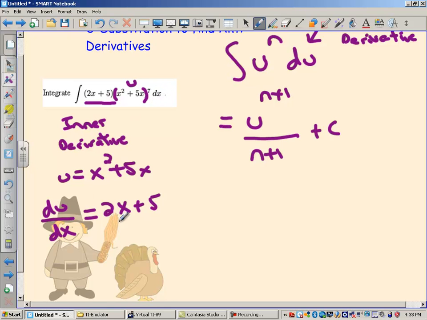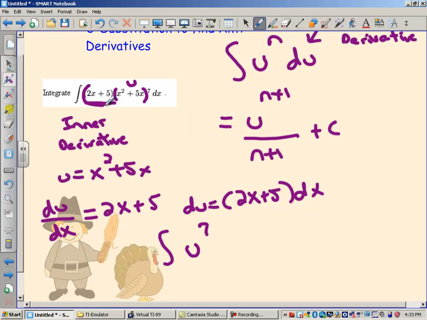So I'm going to solve this equation for 2x plus 5 dx by cross multiplying, and I'm going to get that du is equal to 2x plus 5 dx. So watch this substitution. This becomes the integral of u to the 7th. There's my u to the 7th power. And all of this, 2x plus 5 dx, becomes du.